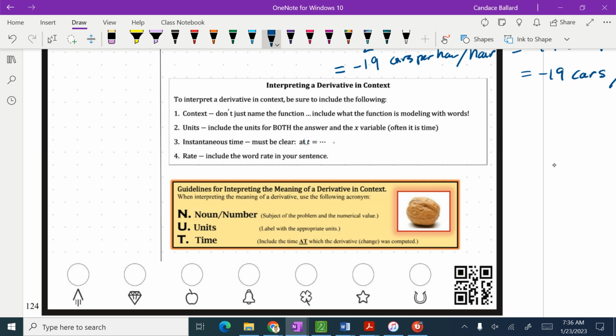Okay. And rate, include the word rate in your sentence. Typically, if we've taken the derivative, that is a rate, right? So it's the rate at which something is increasing. The rate at which something is decreasing, okay?